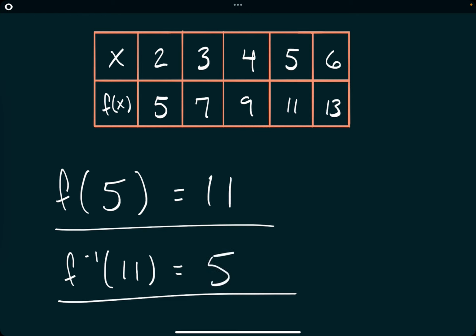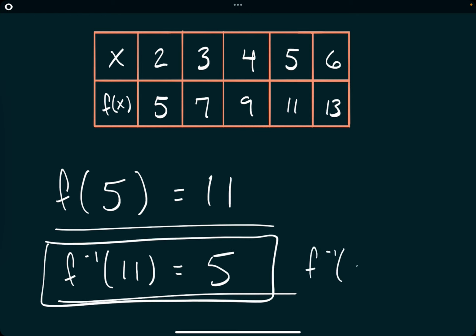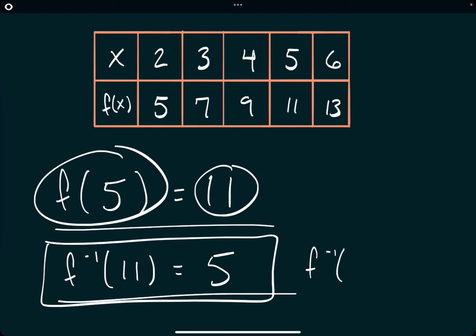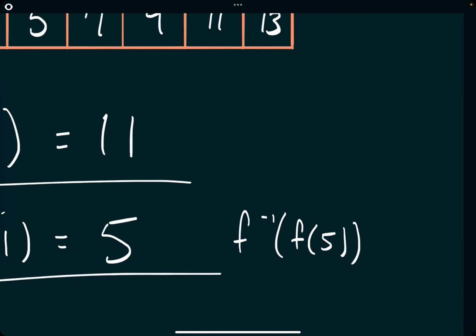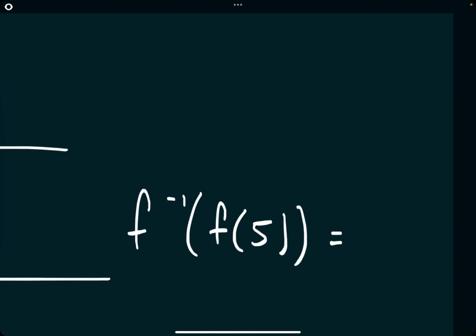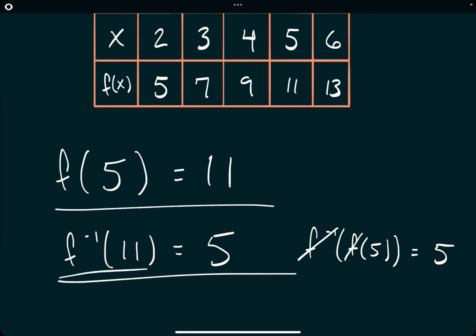Well, that's going to be 5. Another way to think about this is instead of f inverse of 11, we know that 11 was equal to f of 5. So check out this thing that's kind of cool. If instead of writing f inverse of 11, we write f inverse of f of 5, think about the effect that f inverse has on f. f inverse and f just cancel each other out, and it just leaves you with 5. And so that's kind of why f inverse of 11 equals 5, because f inverse of f of 5 would allow those to cancel and just leave you with 5.